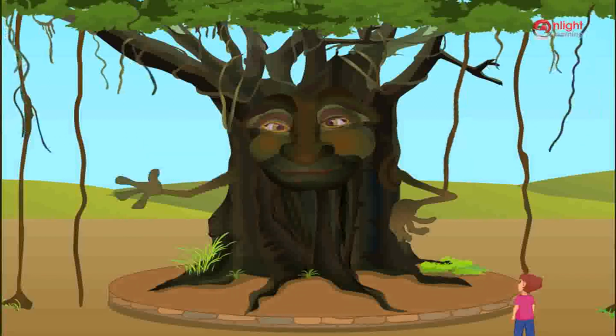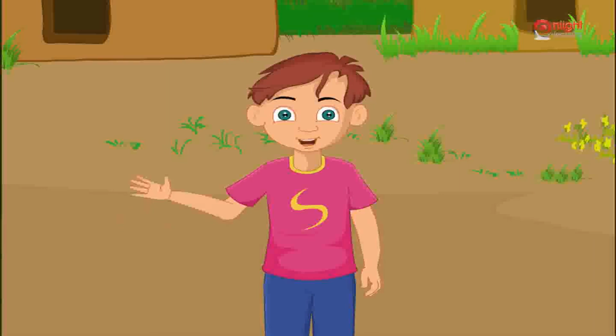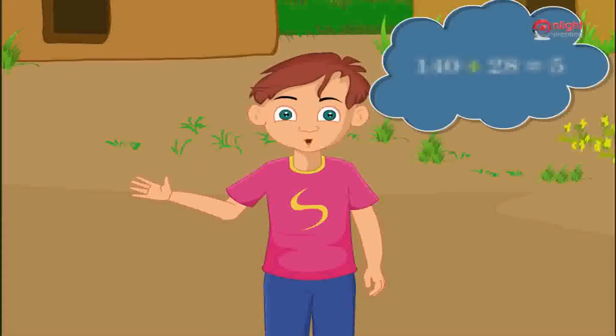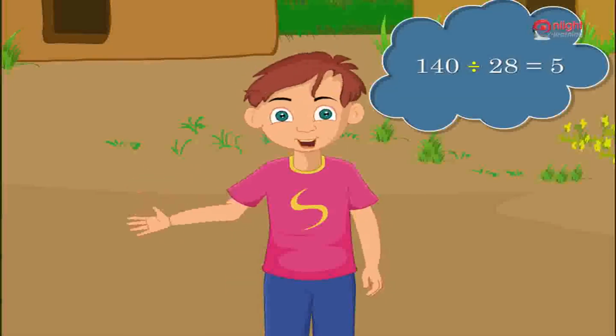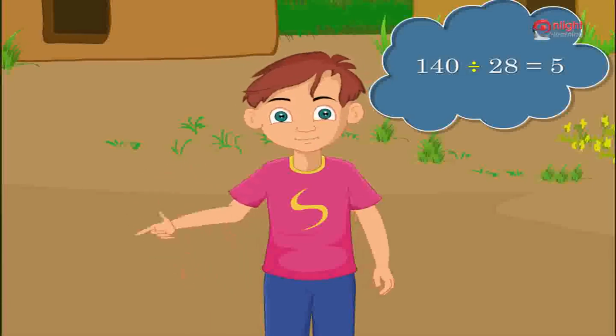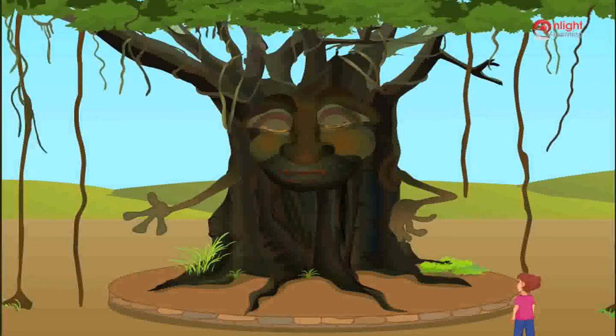Rahul, hope you understood the concept. Yes, I did understand. There are 28 students in my class and we all planted 140 saplings together. So dividing 140 by 28, we get quotient as 5. It means that we planted 5 rows of trees. Good. You're a fast learner, Rahul. Thank you.